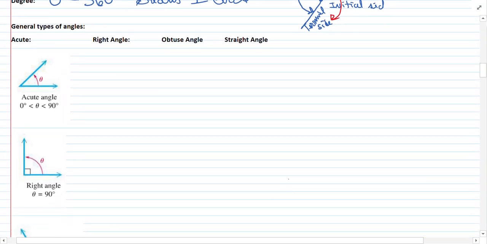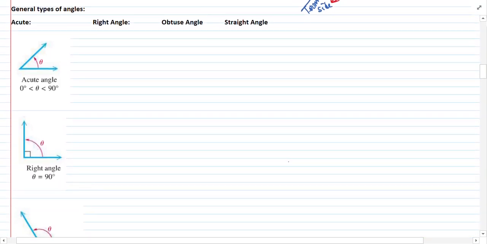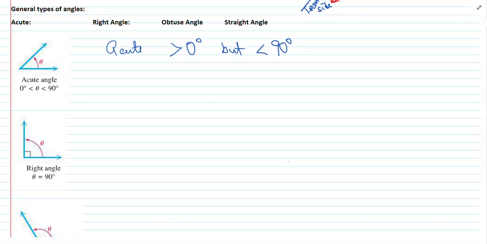All right, so now we come to types of angles. In types of angles, we have acute angles, and they are greater than 0 degrees, which means no angle at all, but less than 90 degrees. So they're acute, and so very smaller angles.